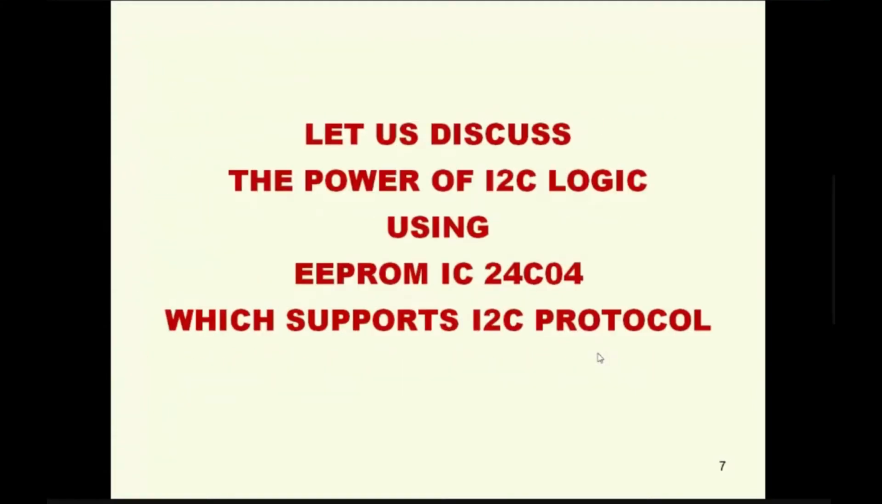Let us discuss the power of I2C logic using one memory with an example, an electrically erasable programmable read-only memory IC, which is 24C04, which supports the I2C protocol. Every number has its own significance. 2 means read-only memory, 4 means electrically erasable programmable read-only memory, and 04 means 4 kilobits, meaning 512 bytes. 4 kilobits divided by 8 equals 512 bytes.